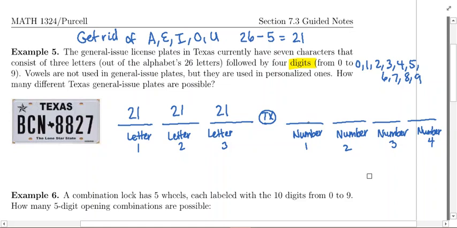So for the first position with a number, this character right here on the license plate, there are 10 possible numbers to choose from. Again, there are no restrictions on the numbers. We can repeat numbers.